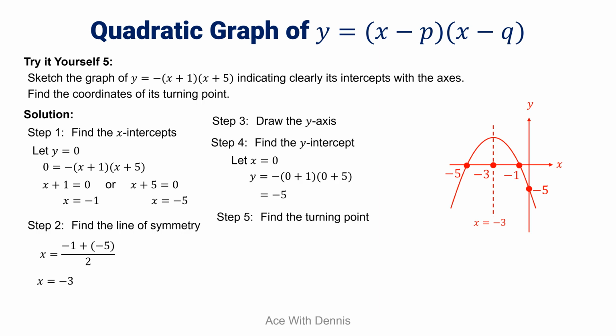Step number 5, find the turning point, which for this case, the turning point is a maximum point. The x-coordinate of the turning point is -3, hence we let x equals -3. Substitute into the equation, we get y equals negative bracket -3 plus 1 times bracket -3 plus 5. Calculate the value, we get 4. Hence, this is the maximum point with the coordinates of -3, 4. And finally, label the graph y equals negative bracket x plus 1 times bracket x plus 5.